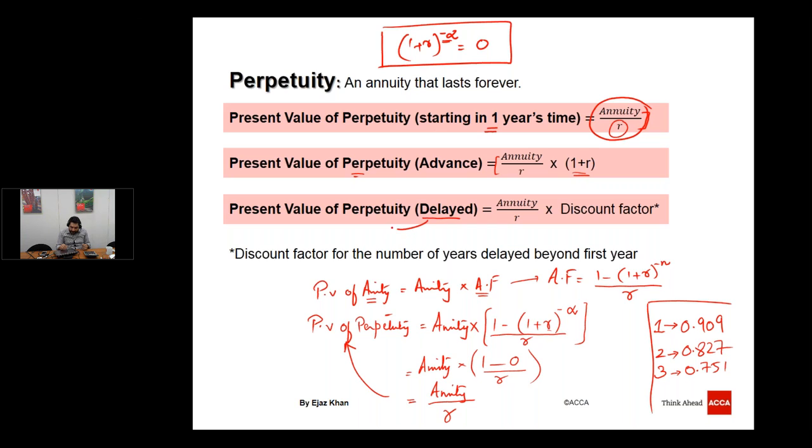But in case of delayed perpetuity, that is where the first cash inflow is received from year 2 or 3 or onwards, then we'll again calculate as if there is no delay, that is annuity divided by r. We'll calculate present value in a simple way. But then we have to multiply this figure with the discount factor in the same way as we did it for delayed annuity. But the discount factor should be for the number of years delayed beyond year 1, in the same way as we did in case of delayed annuity. So there will be 3 variations in case of perpetuity. 1 starting from year 1 and continues forever. Secondly, it starts from 0.0 and continues forever. And thirdly, it starts from year 2, 3, or 4 onwards and continues forever. So there are 3 variations in a perpetuity case.